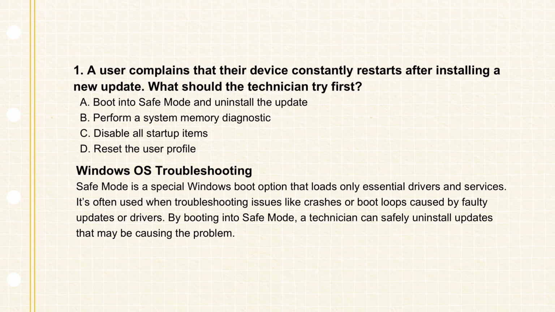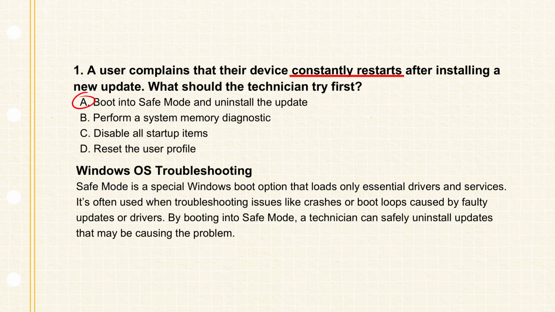So first up, the case of the constant restarts. Picture this: someone installs a new update and bam, their device is just stuck, rebooting over and over again. So frustrating. Absolutely, been there. The critical first step here, according to the guide, is booting into safe mode and then uninstalling that update. Now, for anyone maybe not familiar, what is safe mode? Why is that the go-to move here?